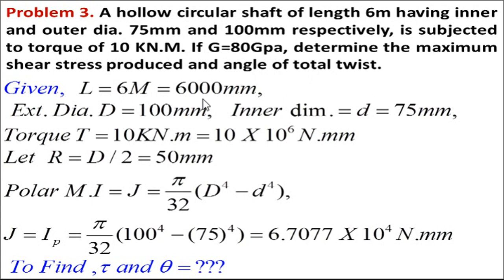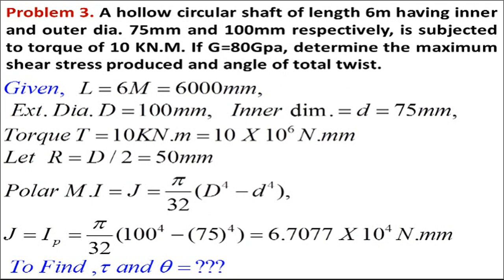The length is given as 6 meter. External diameter D is 100, inner is 75. Torque T is 10 kilonewton meter. 10 kilonewton meter means what? 10 to power 6 Newton mm. Radius is D by 2, that is 50 mm, half of this 100. Find out polar moment of inertia J, pi by 32 capital D raised to 4 minus small d raised to 4. So by putting this value you will get polar moment of inertia 6.707 into 10 to power 6 mm^4.